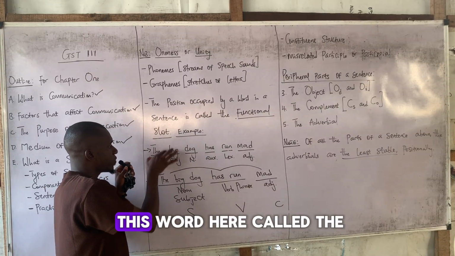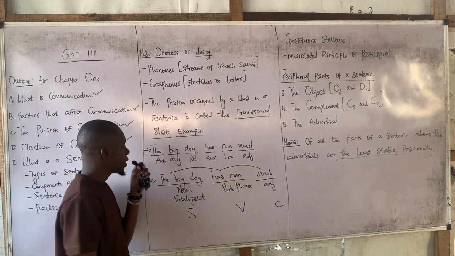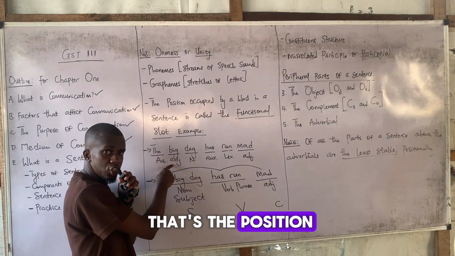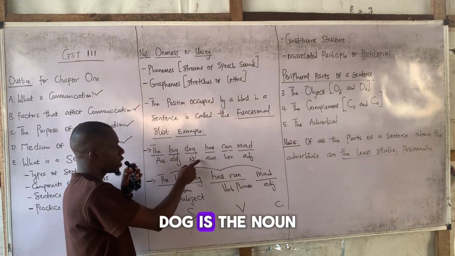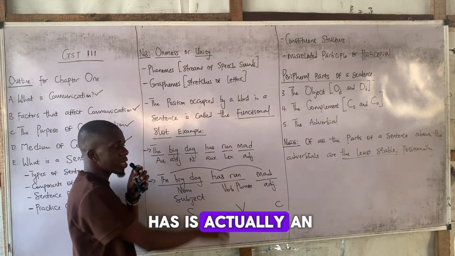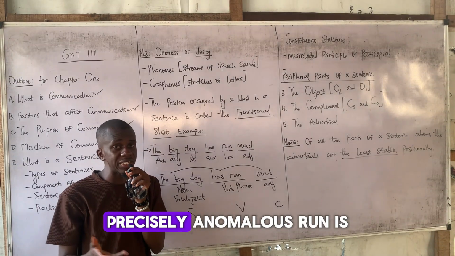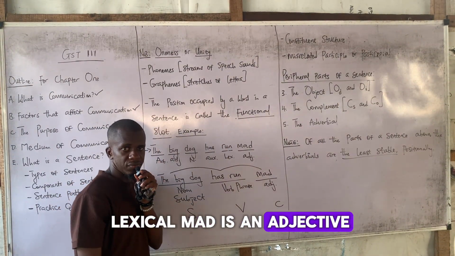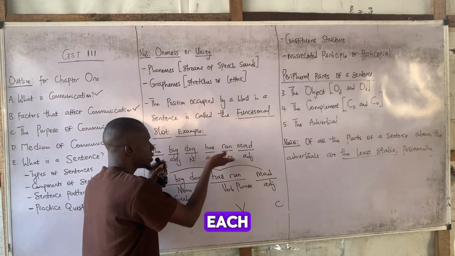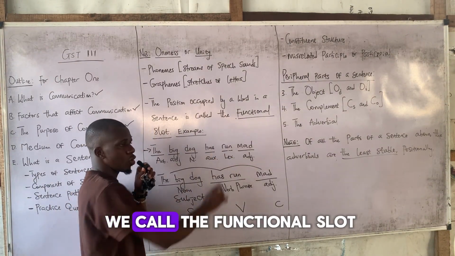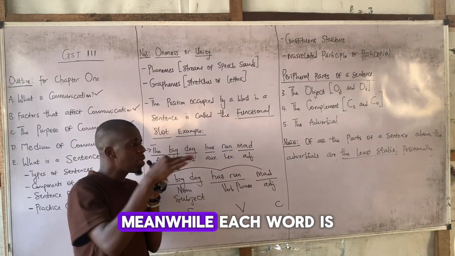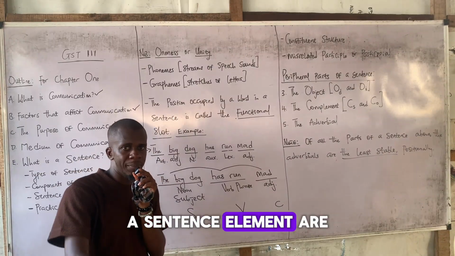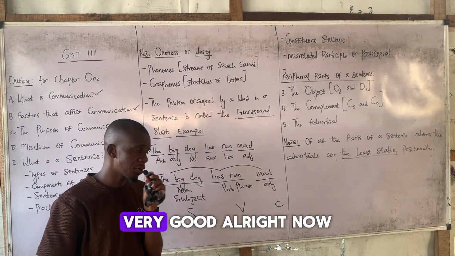So the position of this word here called D is the article. Big is the adjective. That's the position, the functional slot. Dog is the noun. Has is actually an auxiliary verb, precisely anomalous. Run is lexical. Mad is an adjective. You see that now? So each distinct position is what we call the functional slot. Meanwhile, each word is called an element, a sentence element. Are we learning? Very good.